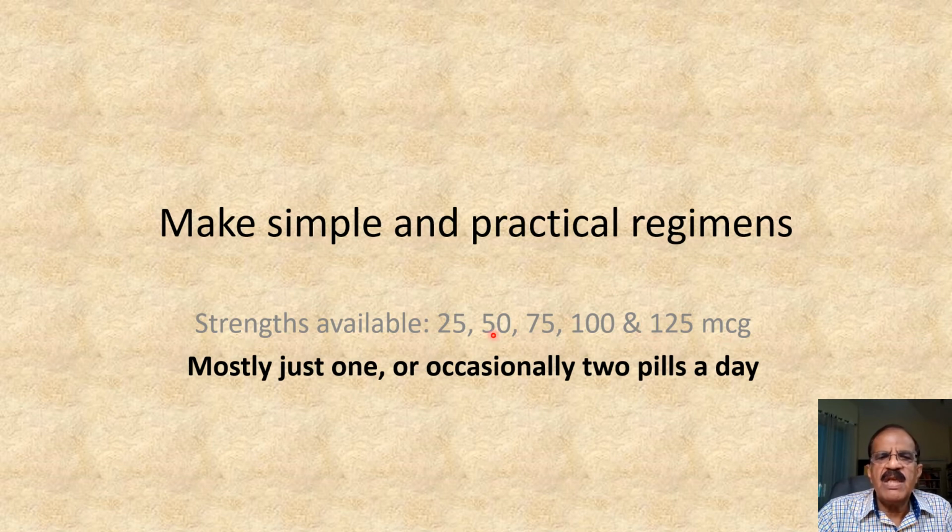Most patients will need just one or two pills. So after titration, if the patient's dose is, for example, 125 mcg, just ask the patient to continue with one tablet of 125 mcg. Reducing the number of pills actually improves compliance.